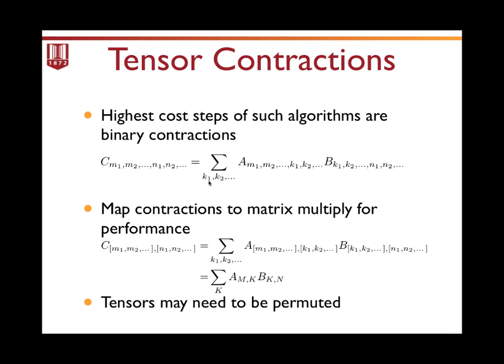And we're summing over the indices K, K1, K2, etc. And the resulting tensor will have indices M1, M2, N1, N2, and so on. So we can recast these tensor operations into matrix operations by combining the indices M and K and N and recast it into this simple matrix multiply. We may need to actually permute the data to do this internally, but the tensor libraries try to handle permutation of the data automatically so that the user doesn't have to worry about it.